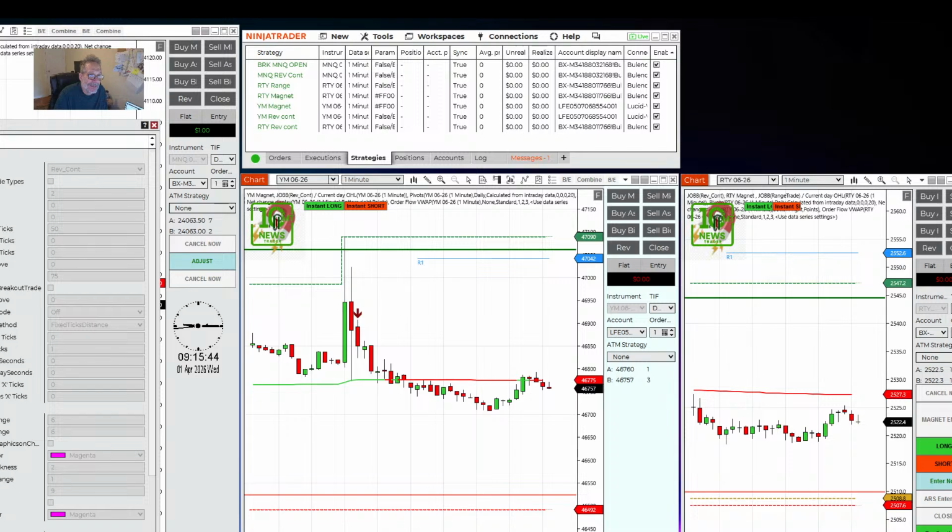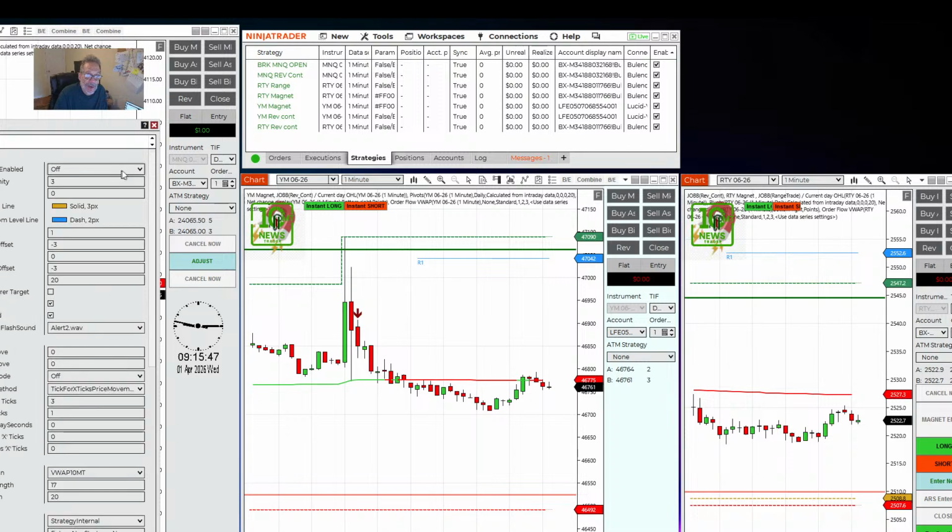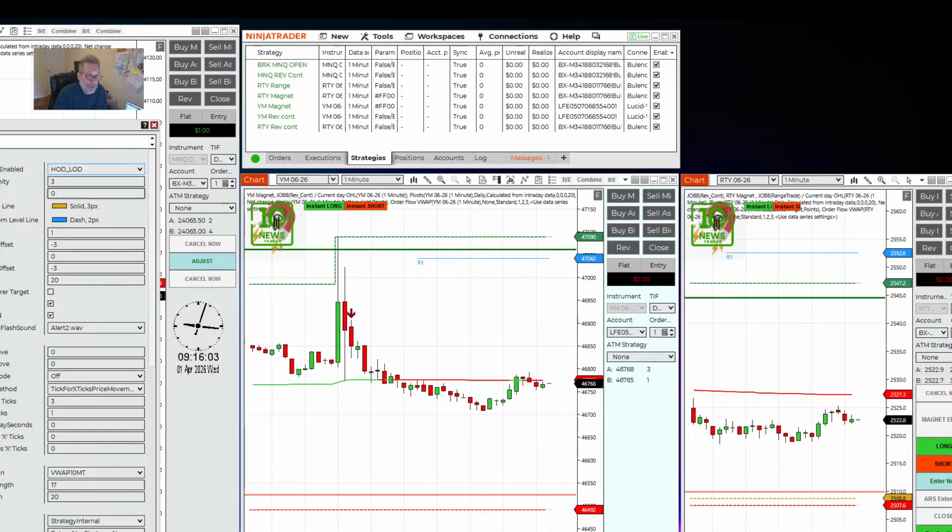Strategies, magnet, high of day, low of day. You could leave it off for the moment. We'll change it. I'll put it on. Maybe we won't have time if the market's super fast. High of day, low of day. Everything else is going to stay default till we get to position size 1. We'll make that 2 contracts. Default 3.